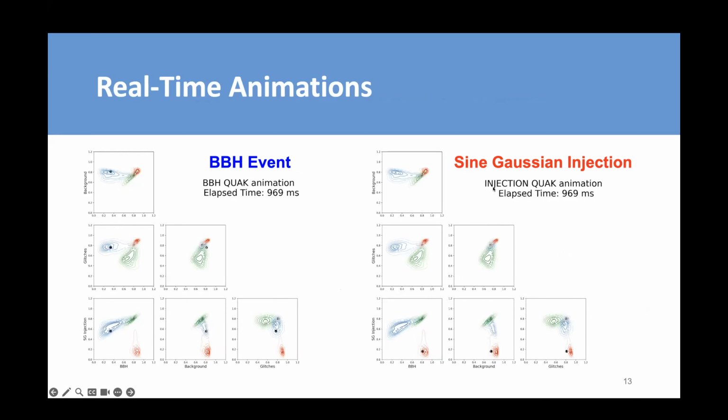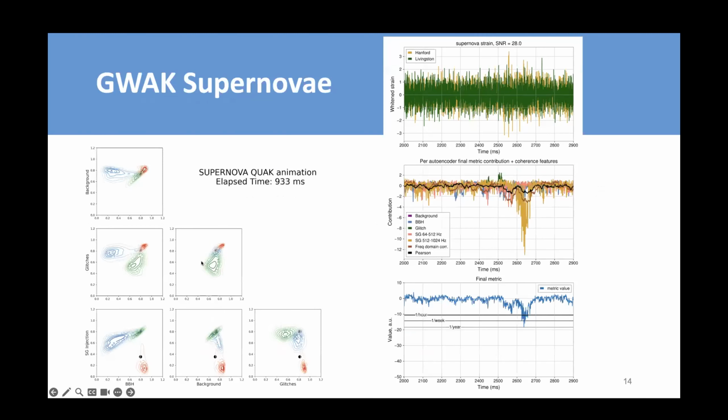And then similarly on the right, there's sine Gaussian injections. When a sine Gaussian signal comes through, it's supposed to drift to this red region of the space, which it does. So this is really good. Then similarly, we test this out on supernova simulations, and we find that supernovas are actually very well captured by sine Gaussian injections, and specifically high frequency sine Gaussian injections are going to have a large contribution in this embedded space.